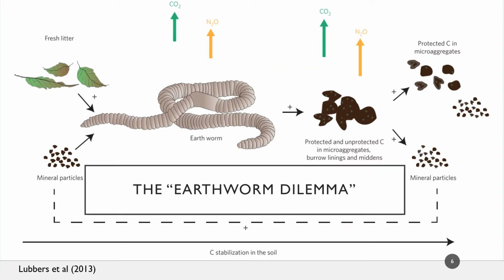The earthworm dilemma is a concept focusing on the impacts of earthworms on greenhouse gas emissions. If we just focus on carbon for a moment, in the soil, there is this paradox that the benefits of soil carbon come from the decay of organic matter, which feeds the soil food web and releases nutrients to the soil for plant growth.